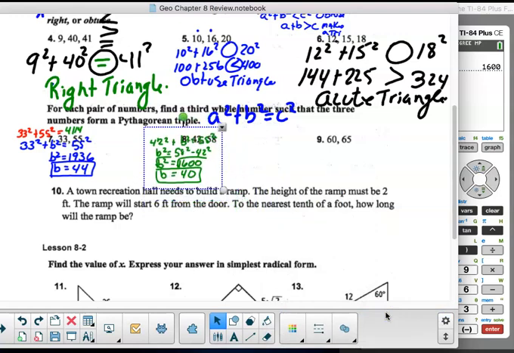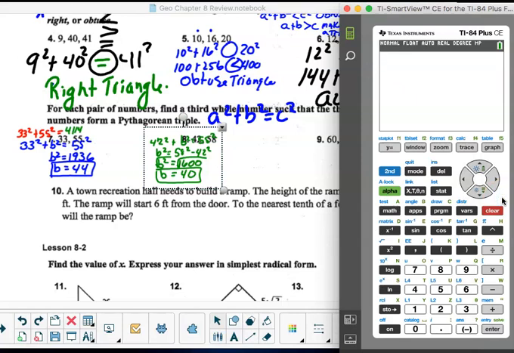Okay, my last one, I got 60 and 65. So let's check this out. I've got 60 squared plus 65 squared, and that's 7825. Well, is that going to be a perfect square? Let's see what we've got. It's not. Darn. Okay, so we got to do the other way.